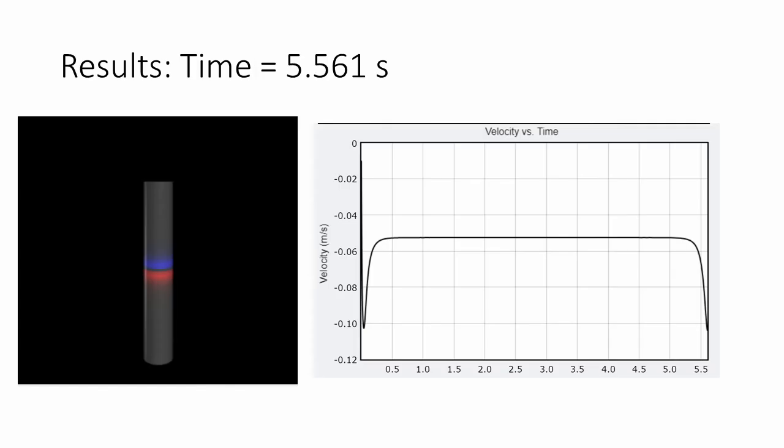For my results, this is what my simulation looked like, and this is what my graph looked like. Initially, the velocity falls very quickly, and then it increases a little bit, but it's still negative, so it's still falling through the tube. And that's pretty constant throughout, and then it drops. So it increases speed at the very end.